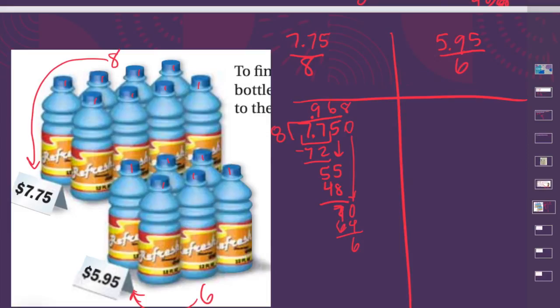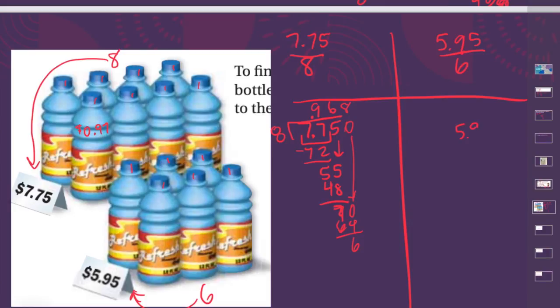So obviously we could keep dividing, but we're going to just stick with 0.968 because it's looking like it's about 97 cents a bottle. So that each unit in this scenario would be 97 cents, about 97 cents. Okay, so now let's check the second scenario.